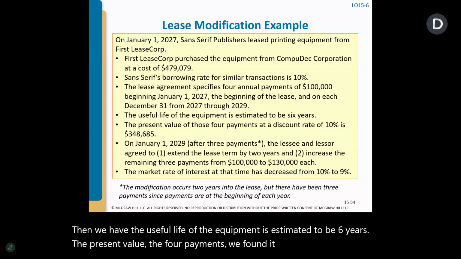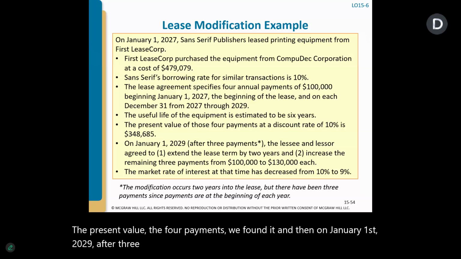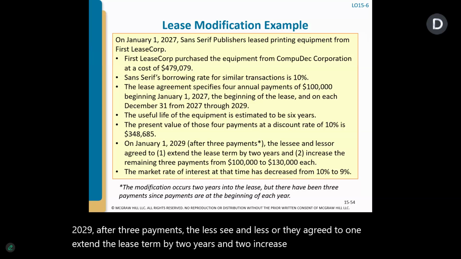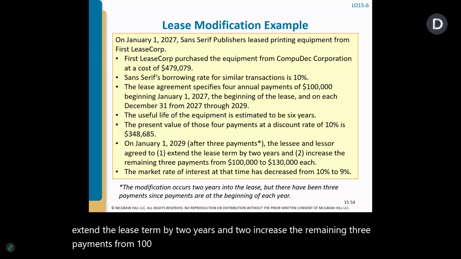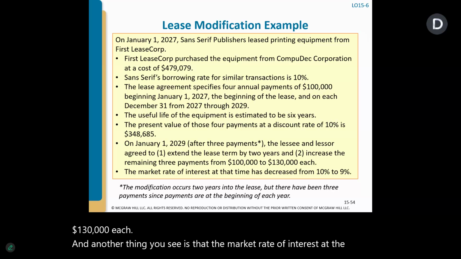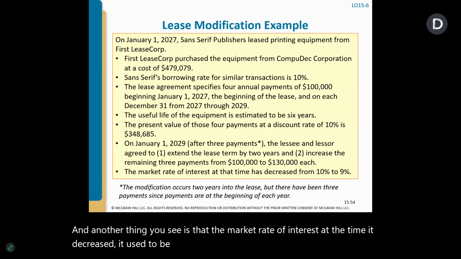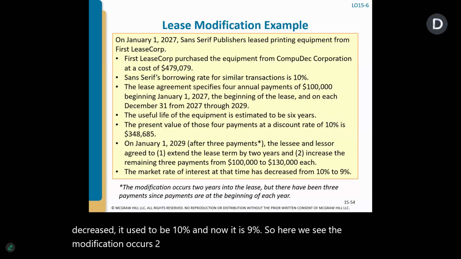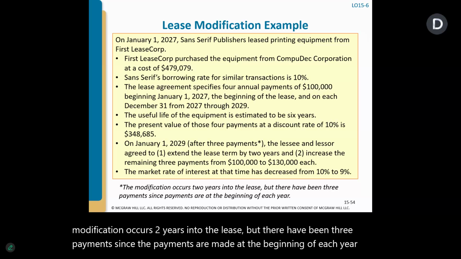Then on January 1st, 2029, after 3 payments, the lessee and lessor agreed to 1, extend the lease term by 2 years, and 2, increase the remaining 3 payments from $100,000 to $130,000 each. Another thing we see is that the market rate of interest at the time decreased. It used to be 10%, and now it is 9%. So the modification occurs 2 years into the lease, but there have been 3 payments since the payments are made at the beginning of each year. So something to keep in mind.